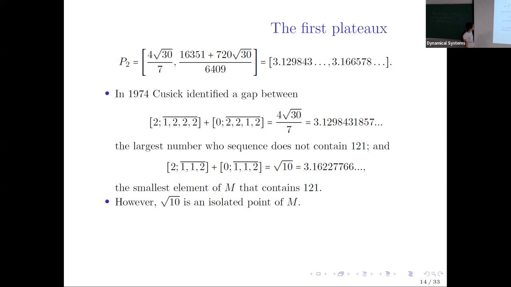Why would this be the smallest one? Can I explain it quickly enough? Okay, I'm not going to attempt it. But then you will find out that square root of 10 is actually the smallest, it is an isolated point in the spectrum.